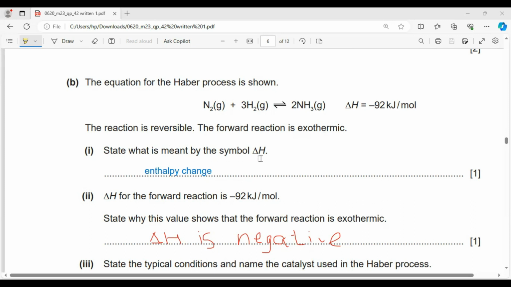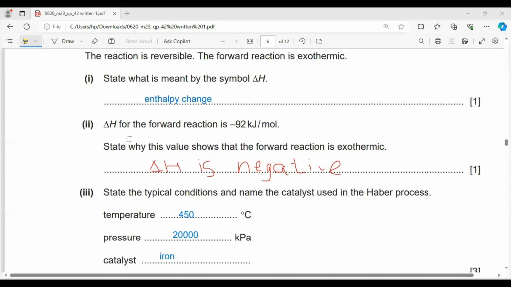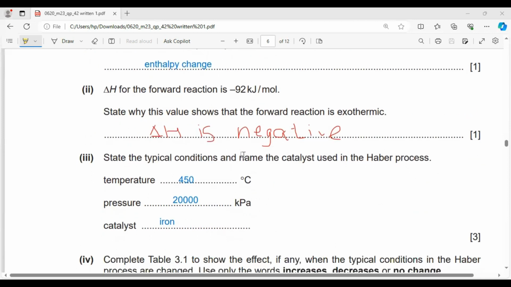State what is meant by the symbol delta H. So delta means a change, and H is heat, right? So heat is known as enthalpy. That is why it is known as enthalpy change. Delta H for the forward reaction is minus 92 kilojoules per mole. State why this value shows that the forward reaction is exothermic. Because the delta H has a negative sign, it shows that it is an exothermic reaction.